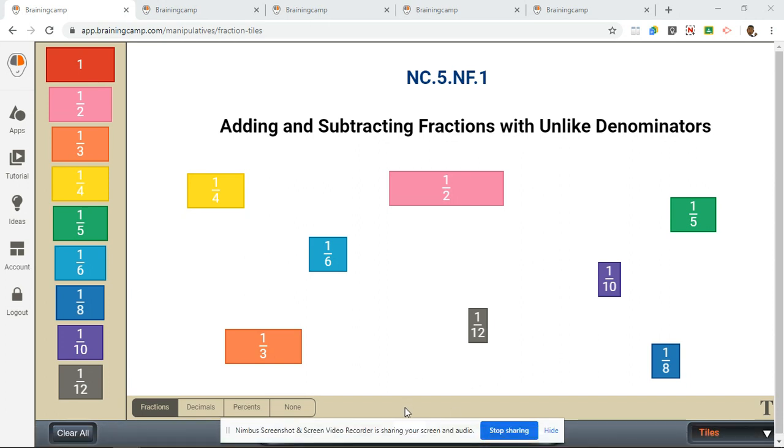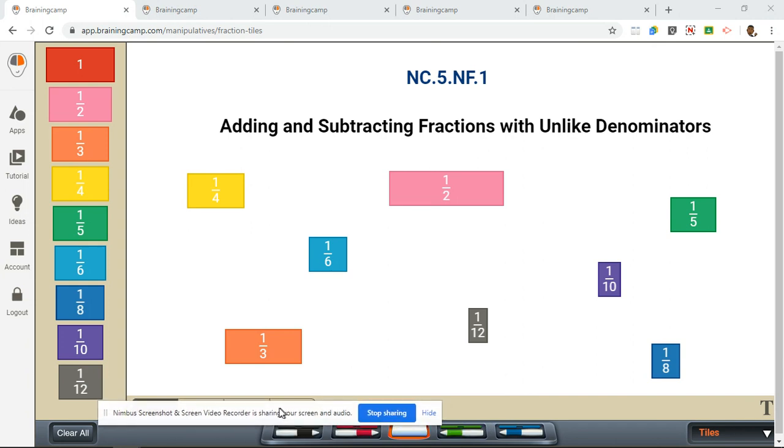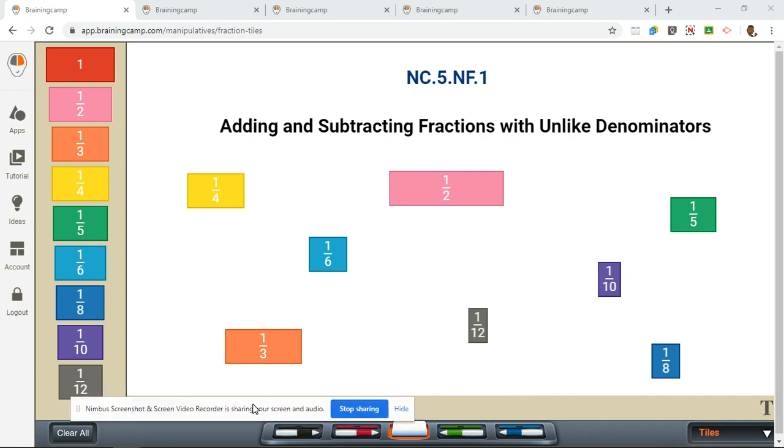While I move this around a bit, I want to take note of this pretty cool app that I am using, or the website rather. It's called Braining Camp. I like this website because it has a lot of manipulatives that you're able to use. But definitely check it out. Again, let's go ahead and take a look at a few problems and solve them together.